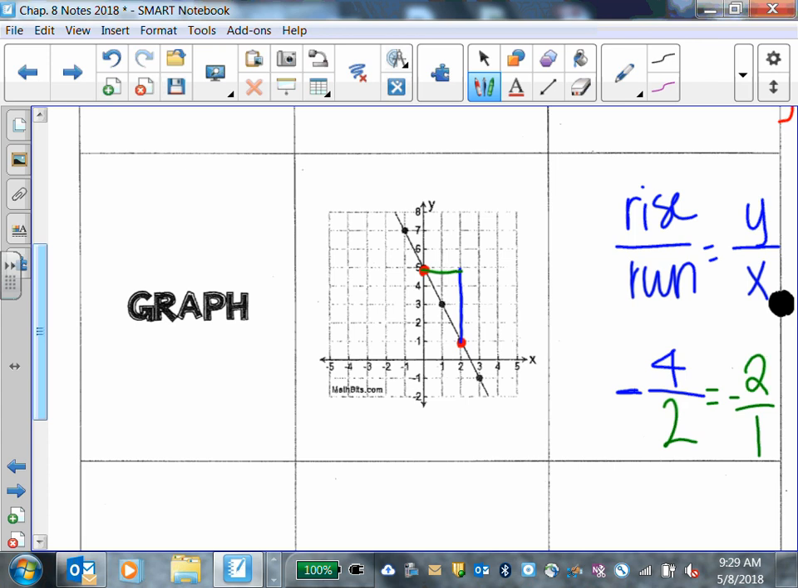Now, let's see if this works. We're saying every time I go up 2, I should go over 1. Let's try it. Let's go from this point to this point and see if it works. So I should be able to go up 2 over 1. Up 2 over 1. Did it work? Let's see if it works again. This one should take me to this point. Up 2 over 1. Did it work? Up 2 over 1. Up 2 over 1. Perfect. So the slope here is 2 over 1. Thank you. Questions? Yes.